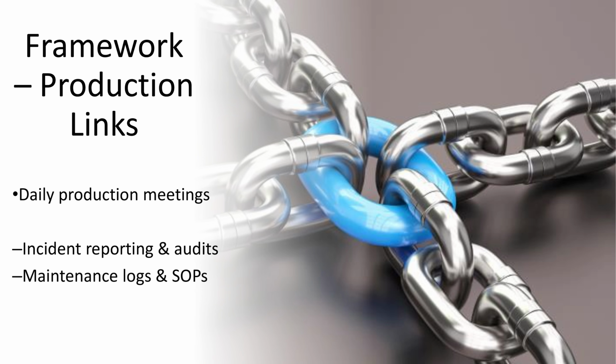A. Daily production meetings that highlight risks. B. Safety audits and checklists. C. Mandatory reporting of near misses. D. Maintenance logs. And E. SOP-driven responses to incidents. This framework ensures risk management isn't optional. It becomes part of your daily leadership. With this understanding, let's walk through the actual risk management process.